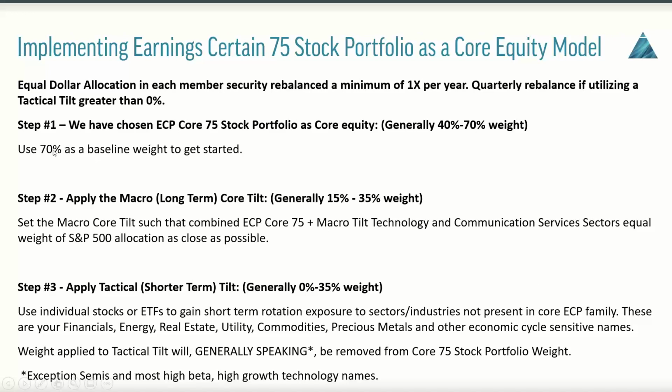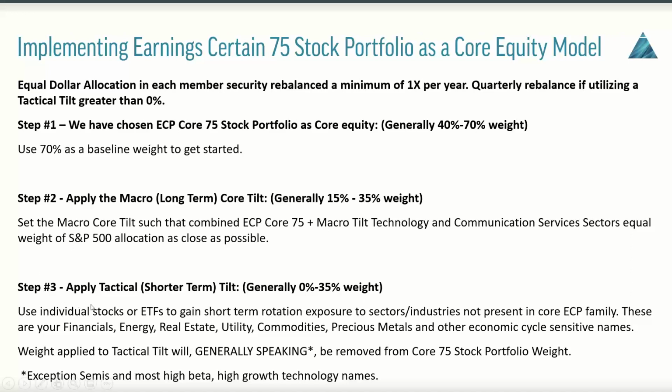But in this particular strategy, I just like to use a 70% weight as a baseline just to get started. We apply the macro tilts. Again, there's 6 stocks. They've been the same 6 stocks since 2012. And all we're doing is combining that macro tilt so that we can get the technology sector and communication services sector as close to the weight of the S&P 500 as possible.